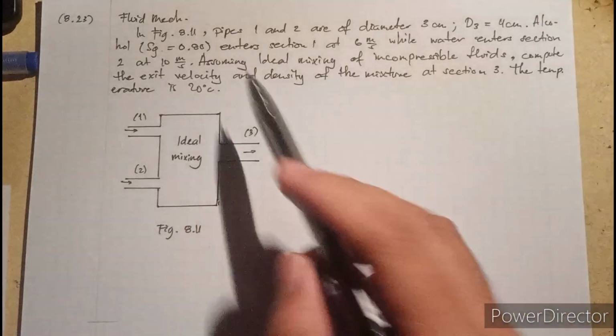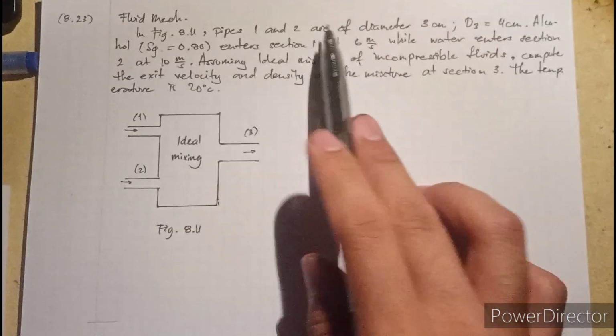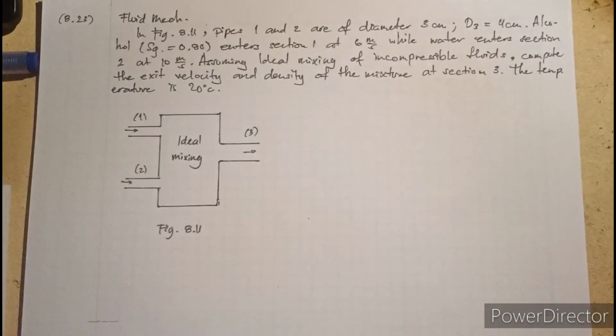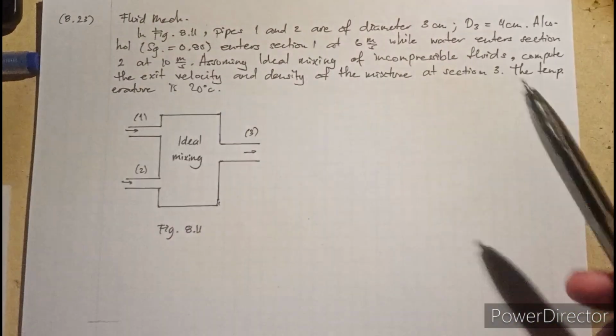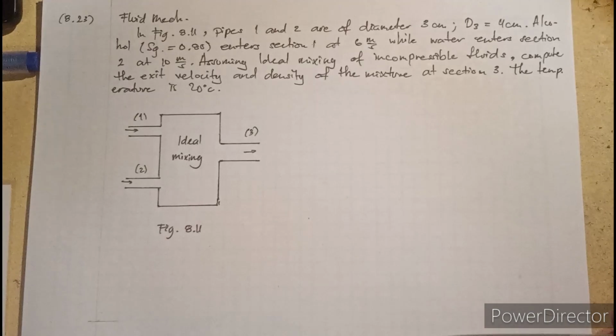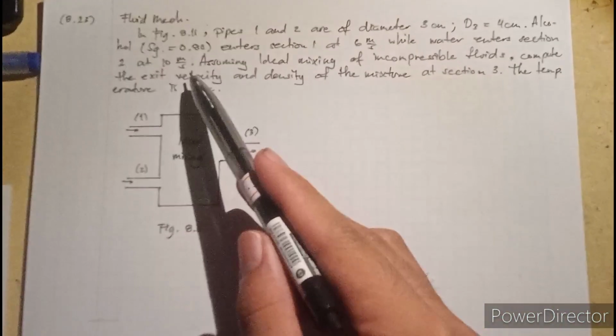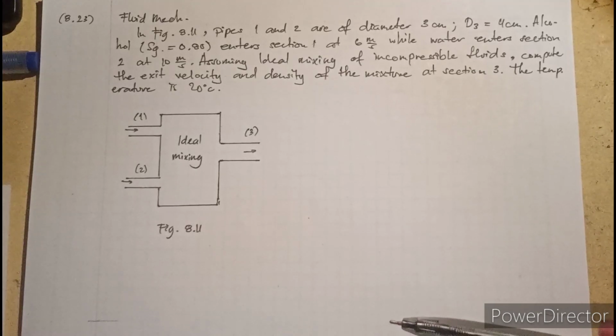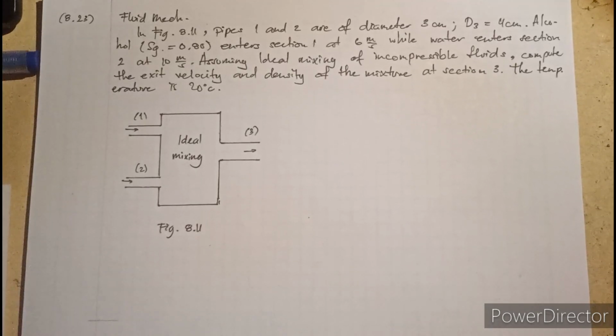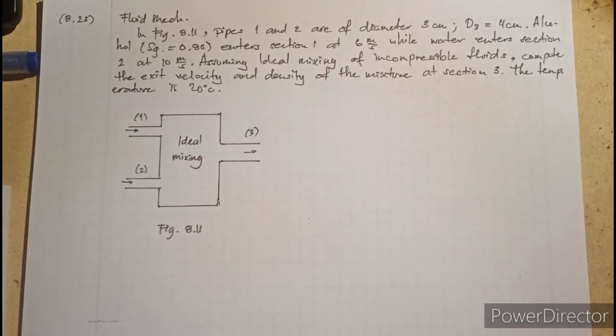In figure 8.11, pipes 1 and 2 are of diameter 3 centimeters. D3 is 4 centimeters. Alcohol with specific gravity of 0.80 enters section 1 at 6 meters per second, while water enters section 2 at 10 meters per second. Assuming ideal mixing of incompressible fluids, compute the exit velocity and density of the mixture at section 3. The temperature is 20 degrees centigrade.